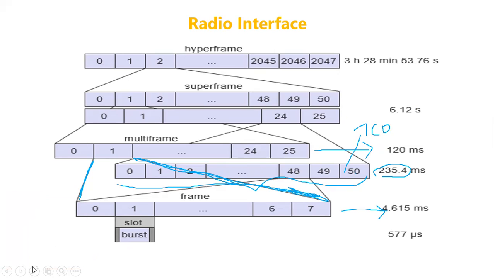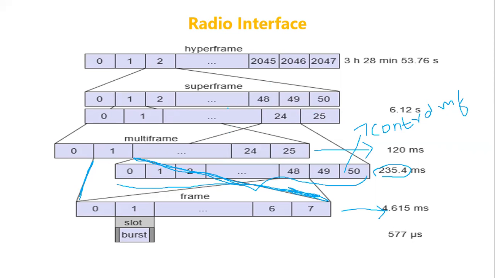Okay, so this particular thing is called the control multi-frame. This is control multi-frame, I'll call it MF. So this is what a control multi-frame is. Similarly, this logical hierarchy can be extended. 26 multi-frames with 51 frames, or 51 multi-frames with 26 frames, form a super frame.